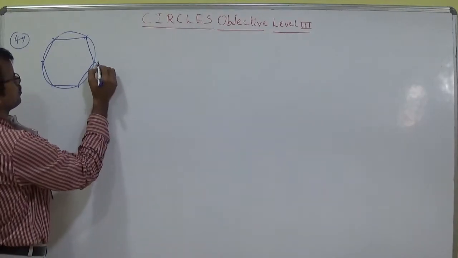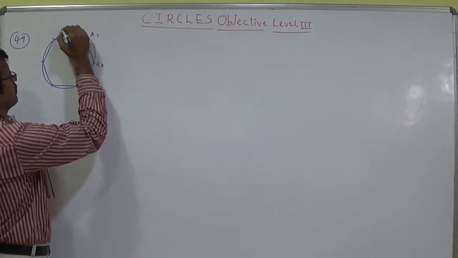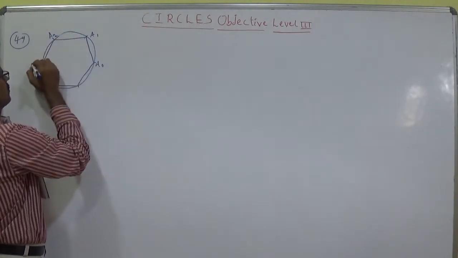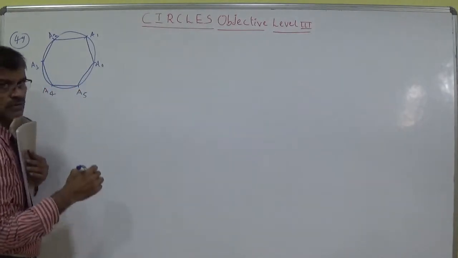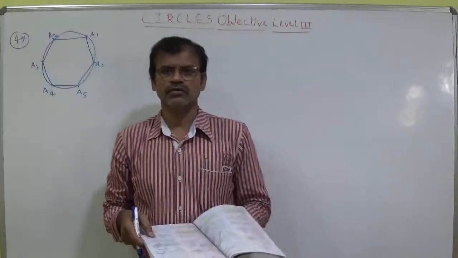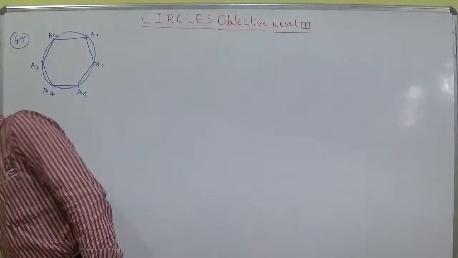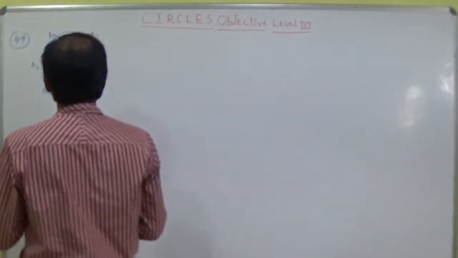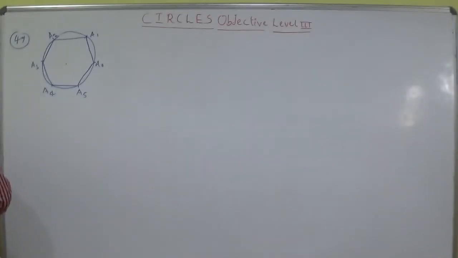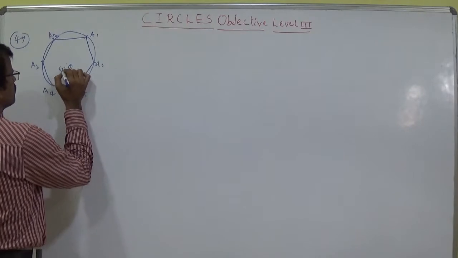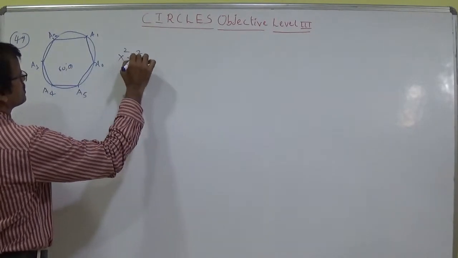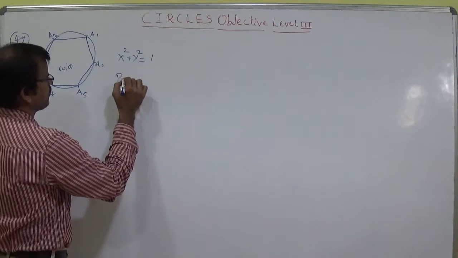Regular hexagon, put here A0, A1, A2, A3, A4, A5. A0, A1, A2, A3, A4, A5 are the points on the regular hexagon in the unit circle, having center as origin. This is (0, 0). So the equation of the circle is x square plus y square equal to 1.